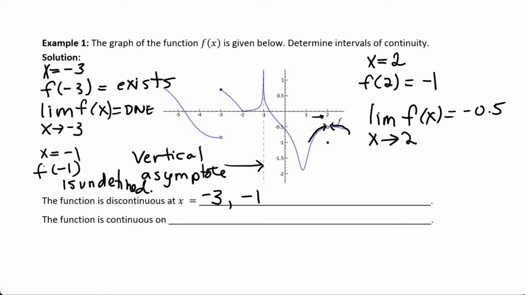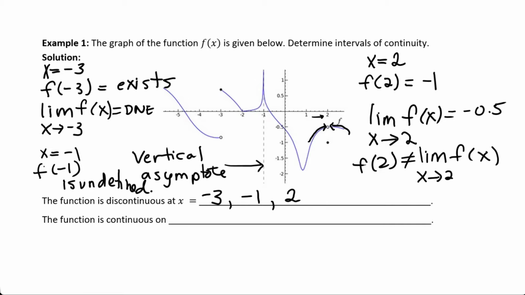However, the function value f of 2 equals 1, which is not the same thing as the limit as x approaches 2 of f of x. So it does not satisfy the third part of the definition of continuity. So we are able to now say that the function is also discontinuous at x equals 2.